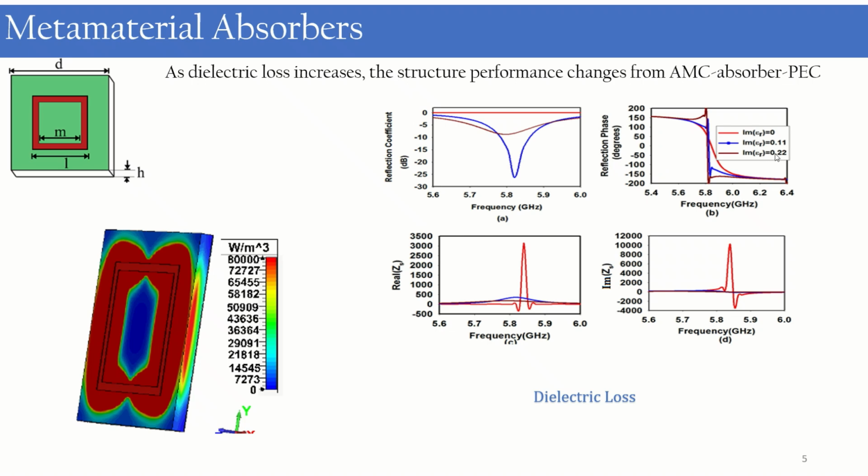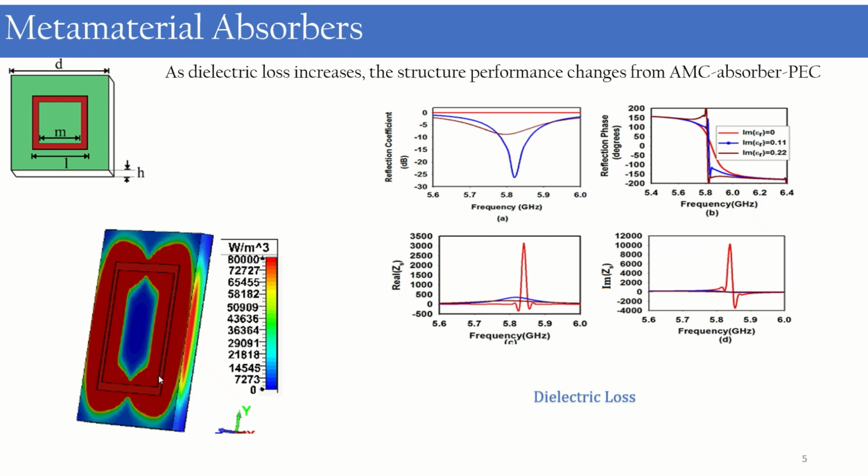And for the third one, I'm just increasing the dielectric loss again. When I increase the dielectric loss again, it shows that the real part of the impedance is becoming zero. That means that it is behaving like a perfect electric conductor. That is, there is no absorption. So we have to carefully choose the loss in the dielectric to get perfect absorbers.